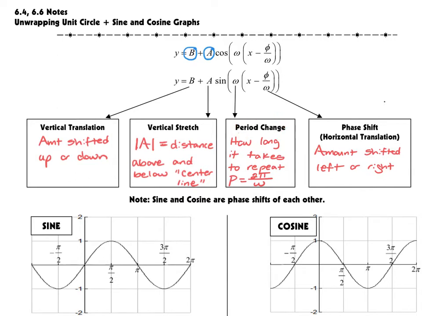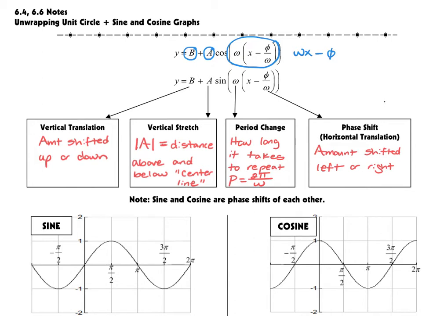This period change is going to be a number that's written right inside here. Now, I've written this in a more complicated fashion, but oftentimes you'll see this entire amount actually multiplied out, and you'll see it as this omega. I'm just going to write it as a W here, this omega x minus this phi.